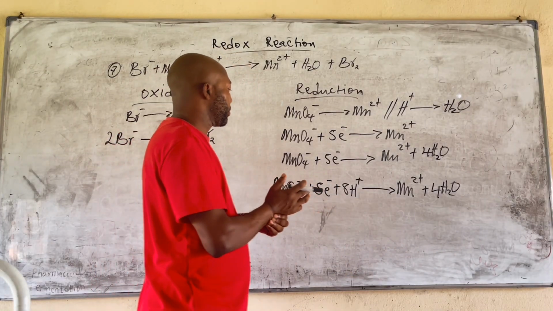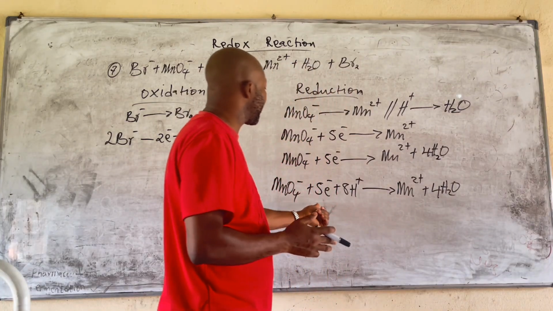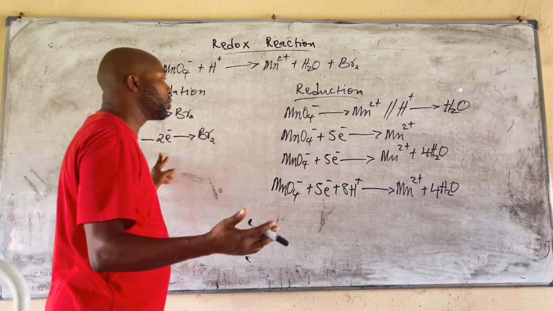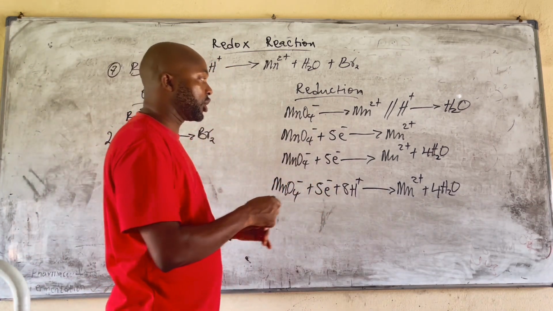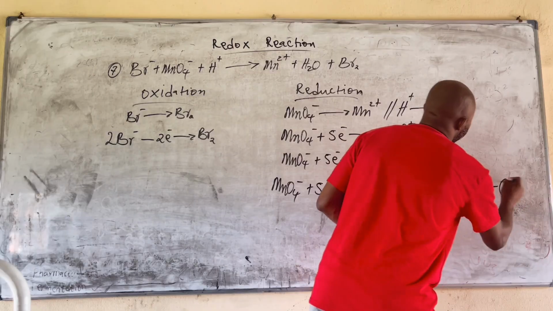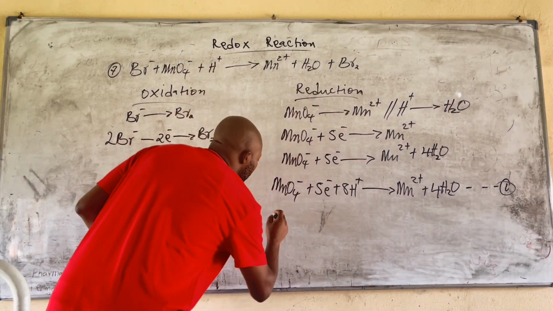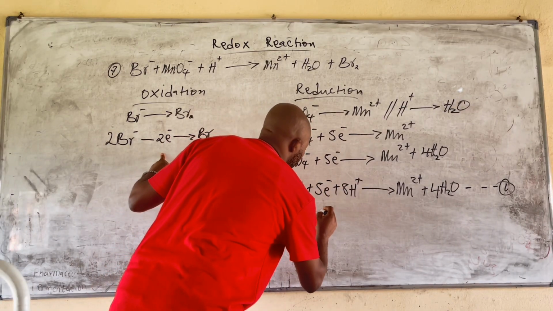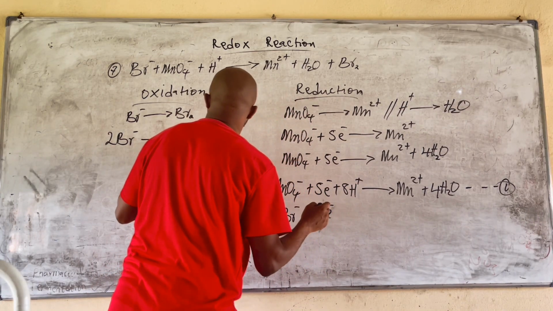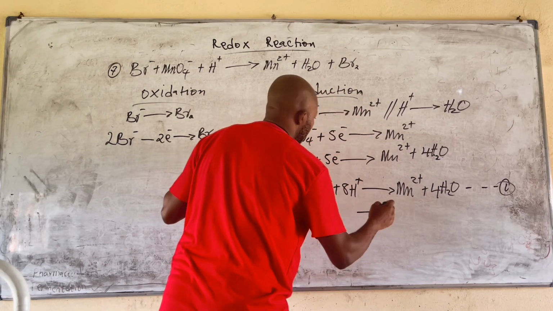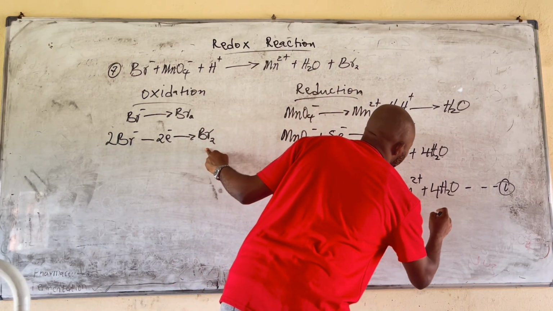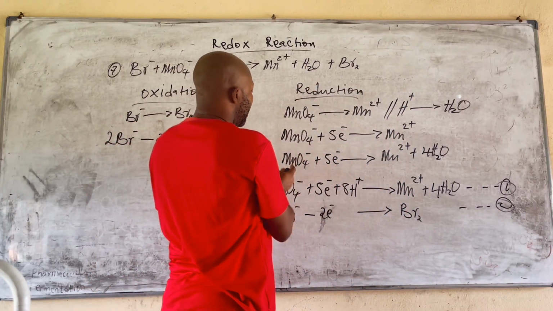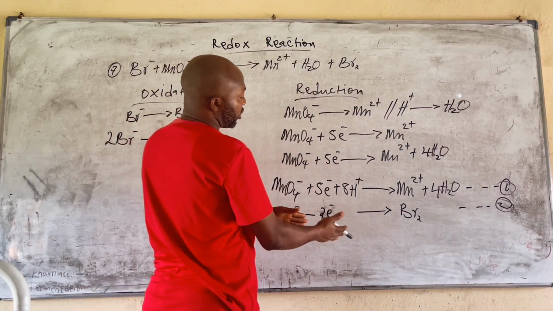Let's proceed. We now know that the number of electrons here are 5 and the number of electrons here are 2. So what we're going to do, we have to balance them. Simultaneous equation. So this is equation 1 and this, 2Br minus loss 2 electron to give us Br molecule. So this is equation 2. I will multiply. This equation will be multiplied by 2. This equation will be multiplied by 5.